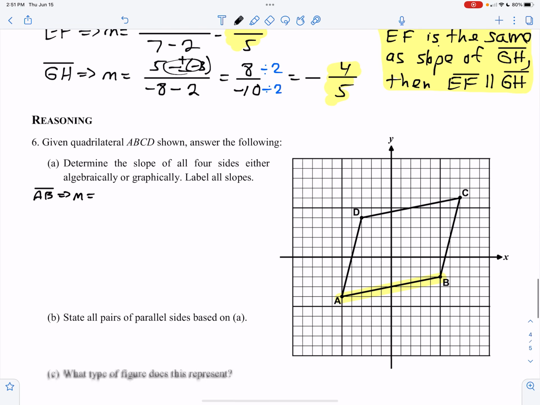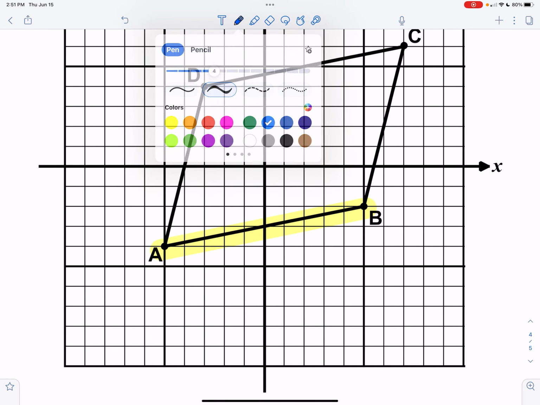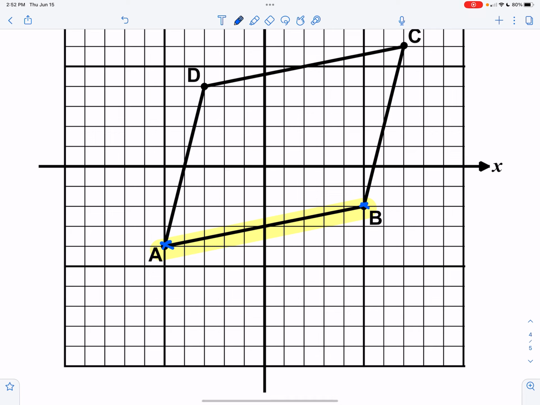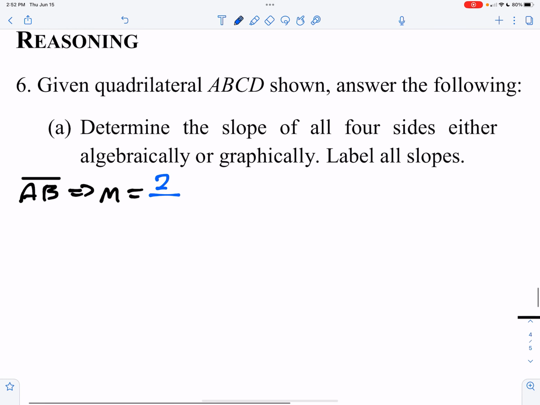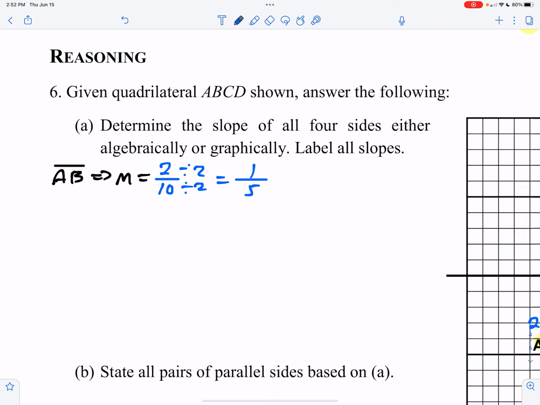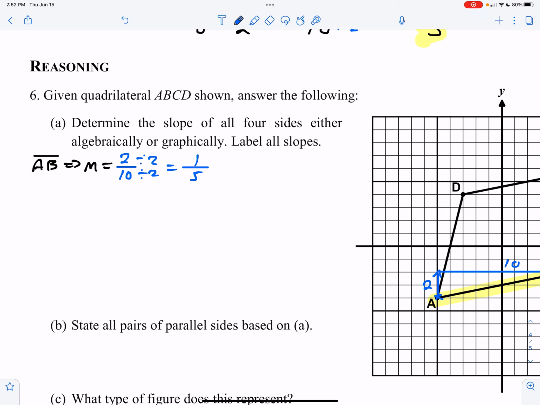I'm going to use the rise over run model since I have a graph. So go from that point to that point, which means I'm going to go up 2, that's a rise of 2, and a run of 1, 2, 3, 4, 5, 6, 7, 8, 9, 10. 2 over 10, which needs to be divided by 2, and we get 1/5. Okay, so our first step is just find the slopes of all 4 sides.